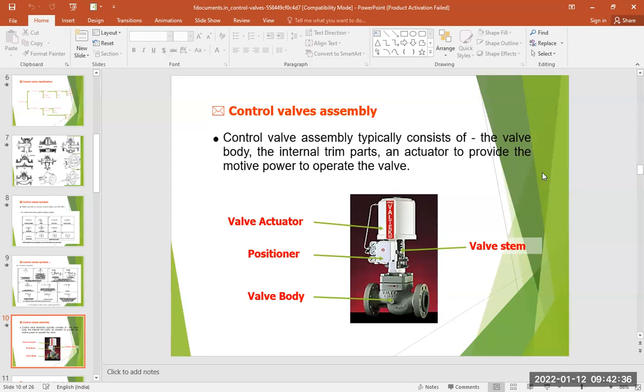Please respond to me. Is it clear what a valve actuator is? Jatin Kumar Jha, MD Talib Ansari, Rishabh Pushkar, Shivam Jaswal, Sanu Kumar Maran, please respond. Can you hear me? Am I audible? Sonu Kumar Marandi, am I audible?